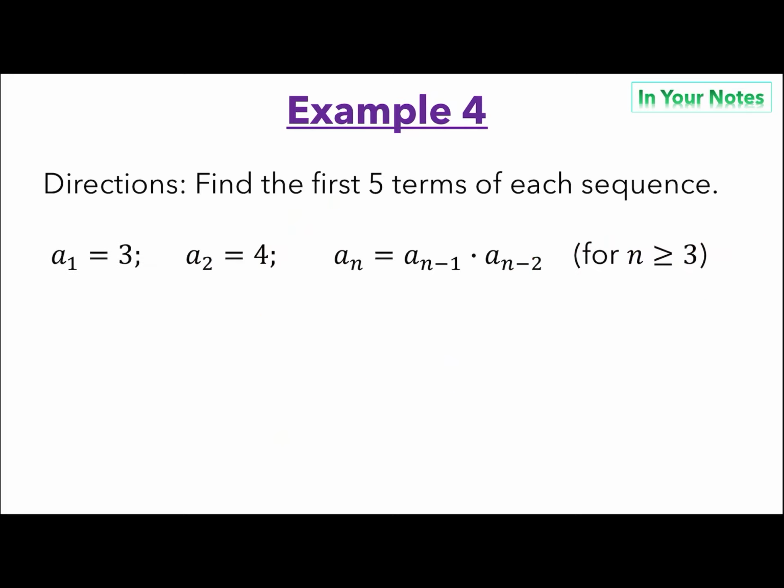I believe we have one more example. Yes. Okay, find the first 5 terms. This time we have A1 is 3, A2 is 4, and then we have a recursive formula right here. I'm going to write my answer here. My first term is 3. My second term is 4. A sub n minus 1, previous term is what that means. A sub n minus 2 is your second previous term.